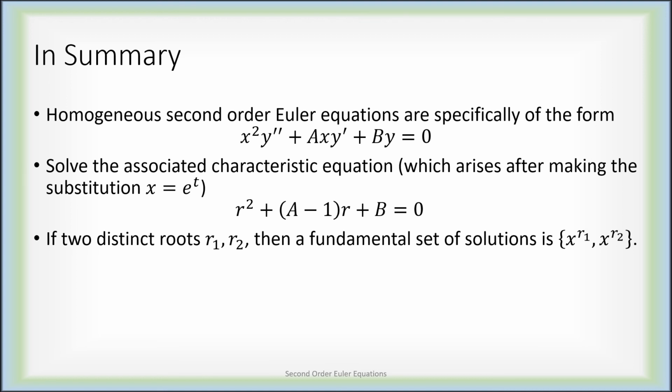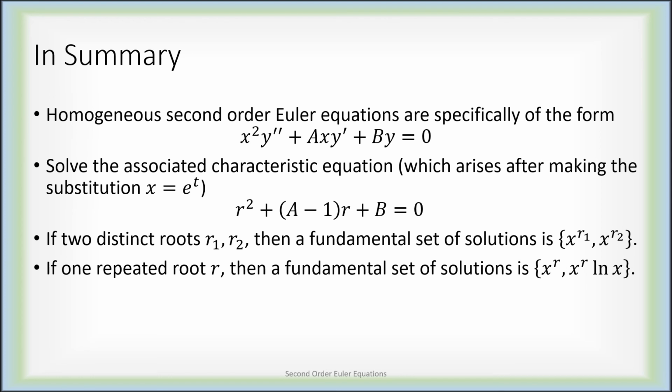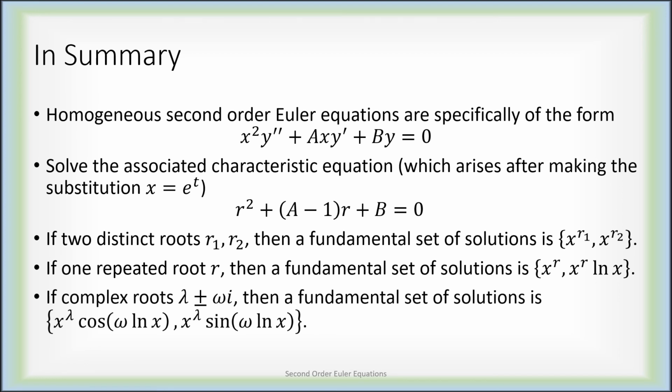But by translating this back to our original variable x, we would end up with x to the r1 and x to the r2. Similarly, if there's a repeated root r, we get a fundamental set of solutions x to the r and x to the r times log x. And if there are complex roots, lambda plus or minus omega i, a fundamental set of solutions is given by x to the lambda cosine omega log x and x to the lambda sine omega log x.